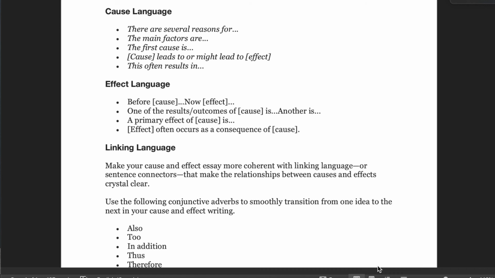So let's think of an example with that one. Before drinking a Coke before bed without brushing your teeth, now think of the effects it will have on your teeth during the nighttime, right? So before doing one thing, now think about the other. Or one of the results or outcomes of a cause is, the primary effect of is, or effect often occurs as a consequence of, right? So emphysema often occurs as a consequence of smoking.